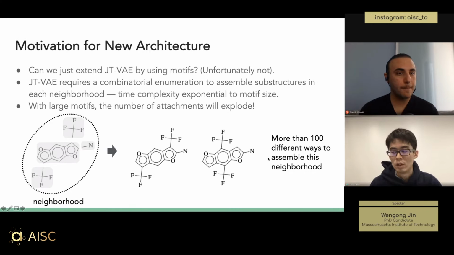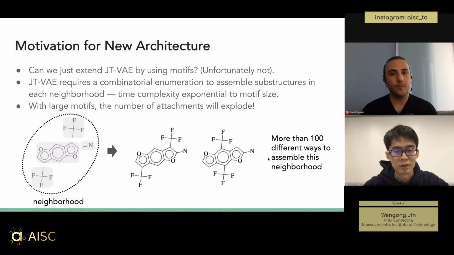So to generate molecules based on these large motifs, we will need a new generative architecture. Unfortunately, the previous junction tree VAE cannot be directly extended to use motifs because it requires a combinatorial enumeration to assemble substructures in each neighborhood. And the time complexity is exponential to the motif size.